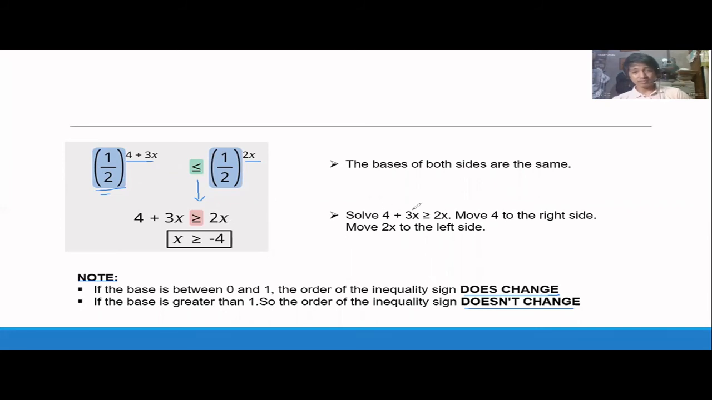And then, solve. Move 4 to the right side. Move 2x to the left side. So, to the right side, so 4 magiging negative 4. Yung 2x magiging negative 2x. Okay, so we evaluate negative 2x plus 3x, that will give you x, and then bring down negative 4. And then our final answer is x is greater than or equal to negative 4. Okay, class, lagi nyo tatandaan to ha, itong important note na to. So if the bases are between 0 and 1, so kailangan natin baguhin yung inequality symbol, or we are going to get the opposite inequality symbol.